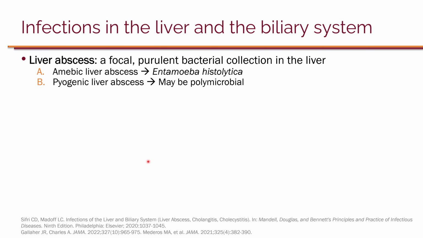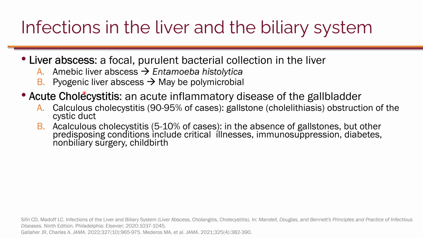Now, infections in the liver and the biliary system include liver abscess. Liver abscess is a focal purulent bacterial collection in the liver, and in general we think of amoebic liver abscess, which is due to parasites. But there's pyogenic liver abscess, which is due to polymicrobial infection caused by bacteria. And in this topic, we will focus on bacterial causes of abscess, not necessarily other causes.